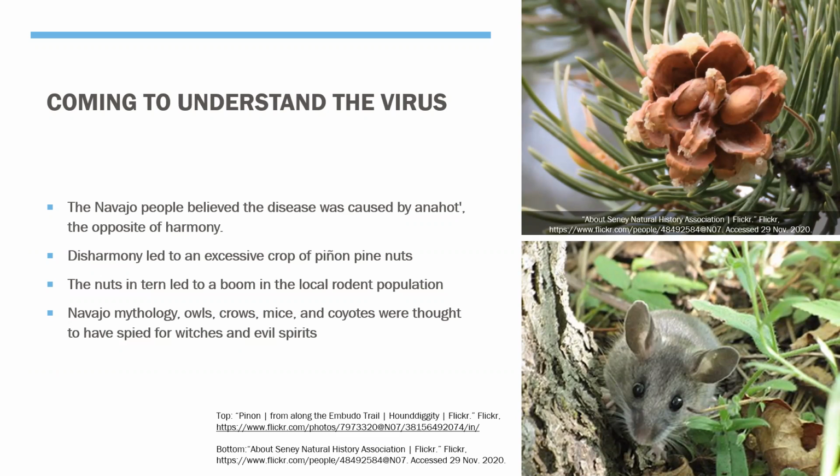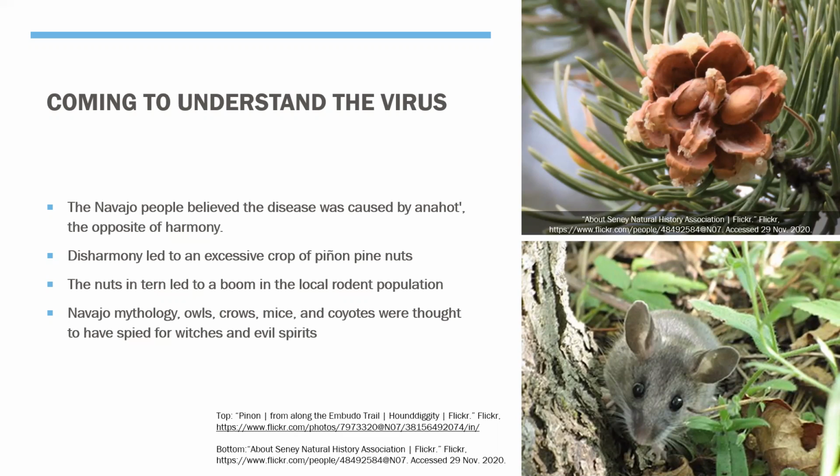This happened on two particular occasions, in 1913 and 1933, where there was excess water and snow. This led to a bumper crop of pinyon pine nuts, and the nuts led to a boom in the local rodent populations, most importantly, the deer mouse.